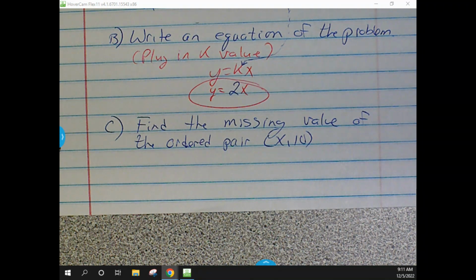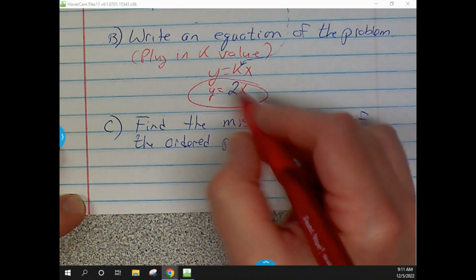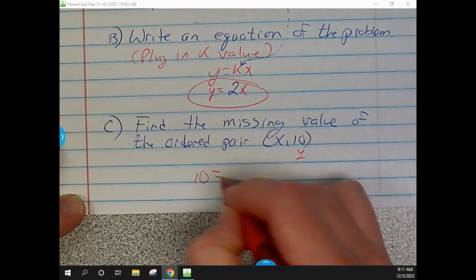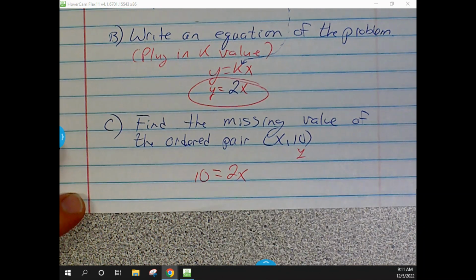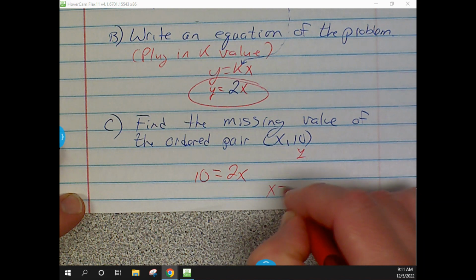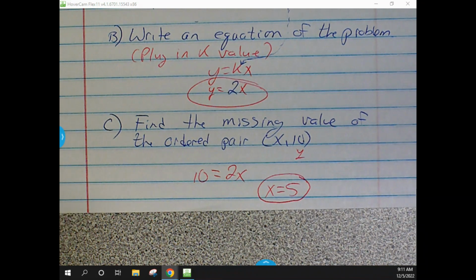Okay. And once you've got the equation, everything else is really easy. They give you one number, you can tell me what the other number is going to be that would be associated with that ordered pair. So for this one, there's your y value. So now using that same equation we've got here, y is 10. We're trying to figure out what x is. 10 equals 2x. Divide both sides by 2. And in that case, our x would equal 5.